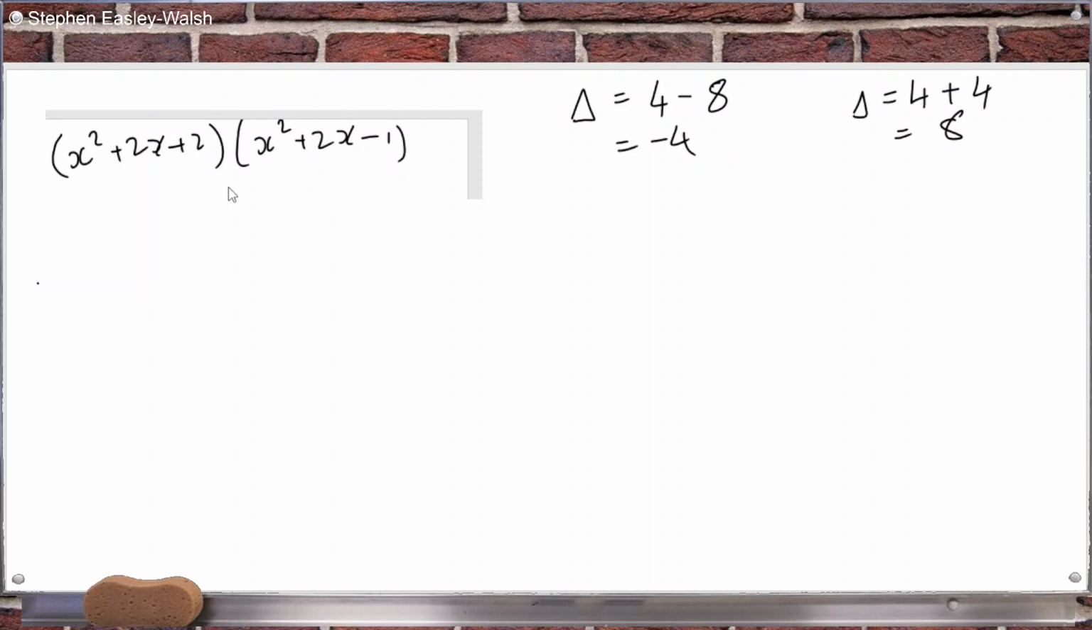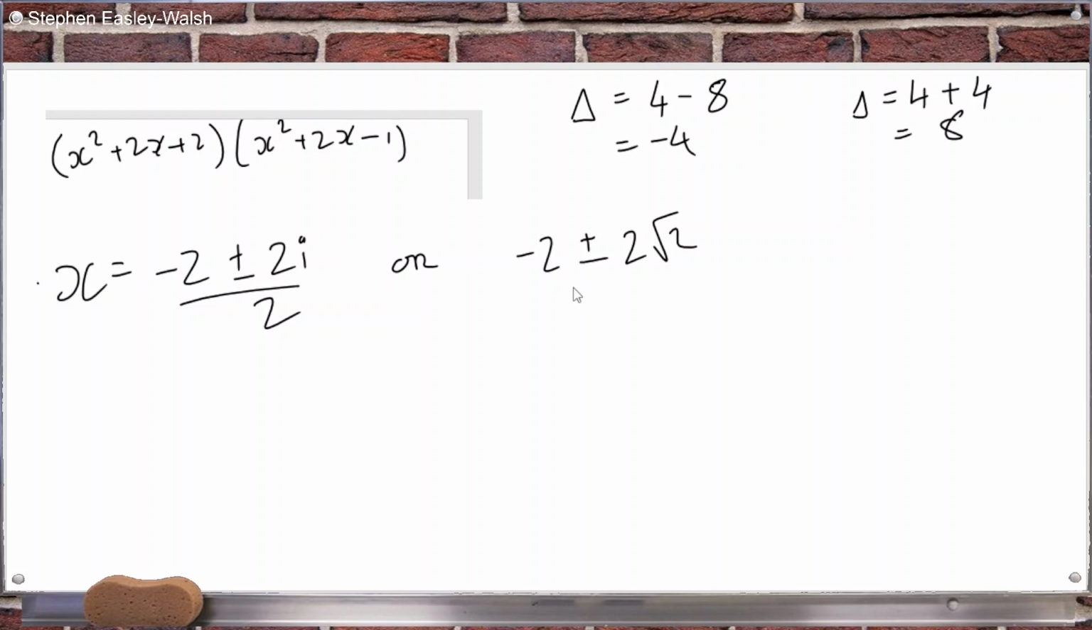4, yeah, okay, so the solutions are going to be x equals minus b plus or minus 2i over 2, or minus b plus or minus 2 root 2 over 2. So that's minus 1 plus or minus i, or minus 1 plus or minus root 2. And I think that's the solution there.